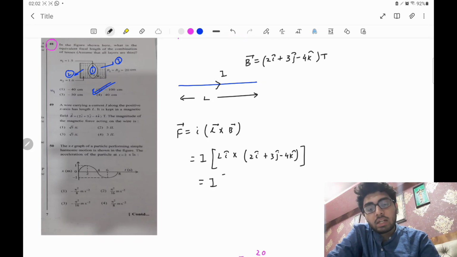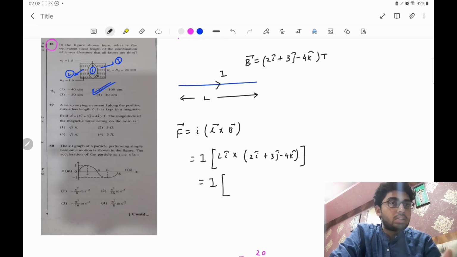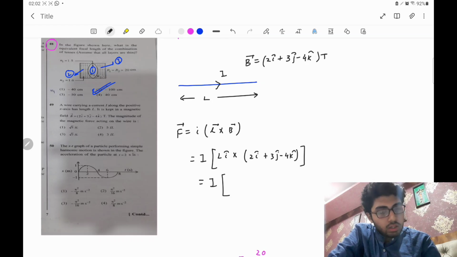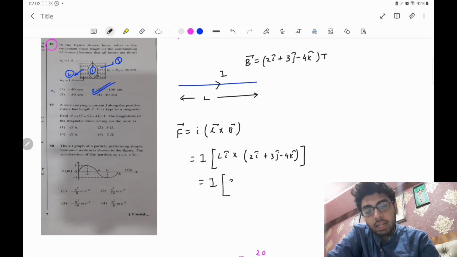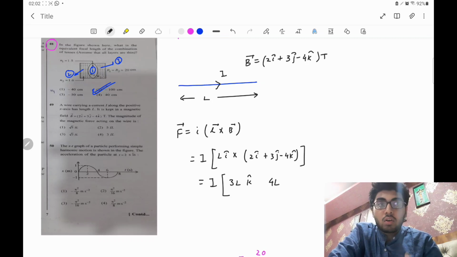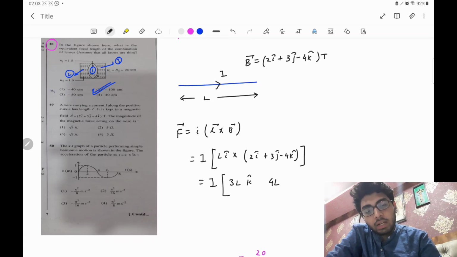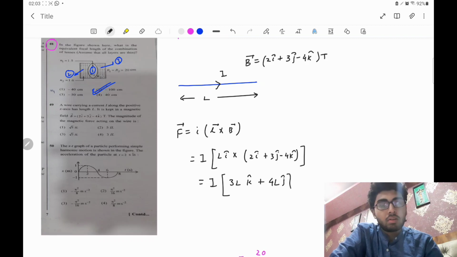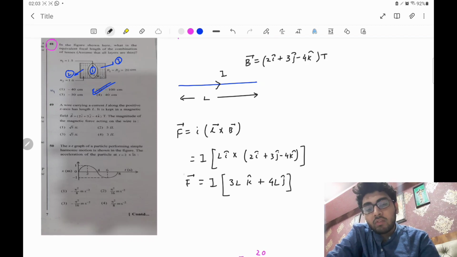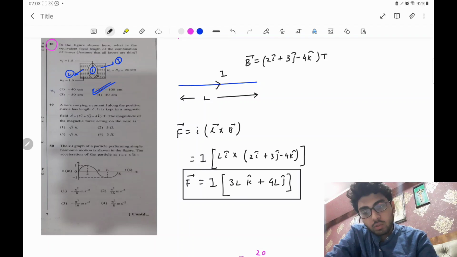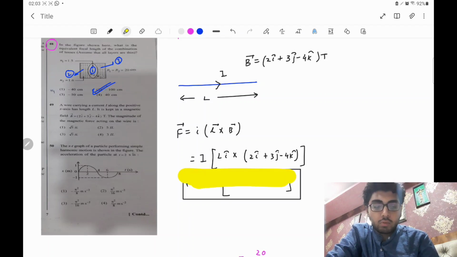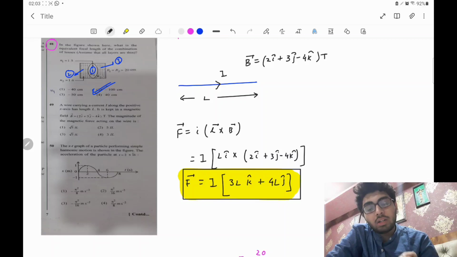Okay, now try to understand. Obviously i cross i will be 0 because the angle will be 0, so I'll not take that. Rather it will become 3L i cross j, which is k cap, and then 4L, but i cross minus k: if you do i cross k, it gives minus j, so automatically it will become plus j cap. Okay, so this is the vector form of the force, but they have asked only for the magnitude.